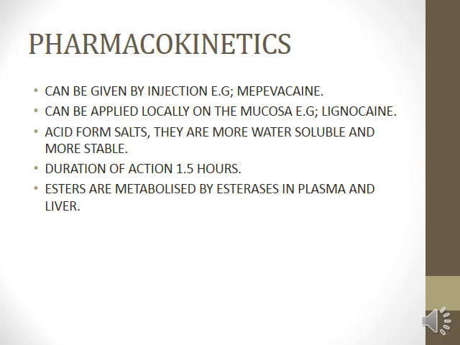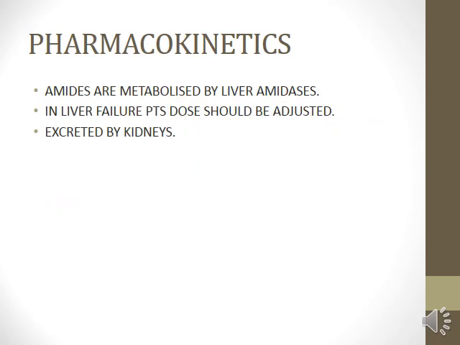We will continue the pharmacokinetics in the next slide. So now we move. Now in this slide we will continue the pharmacokinetics of the local anesthetics. So far we have studied that the metabolism of local anesthetics of esters nature is carried out by the esterases that are present in the plasma as well as in the liver, and after metabolism they are excreted by the kidney.